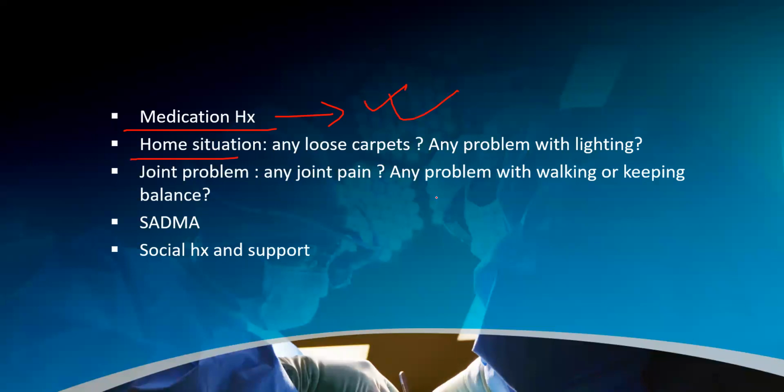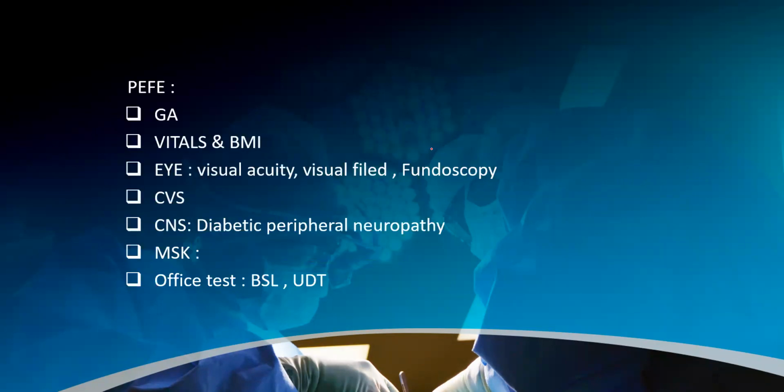Ask about their home situation. So who do you live with at home? Do you have any support? Any loose carpets at home? Any problem with lighting? How is your mobility? Do you have any joint pain? Any problem with walking or keeping balance? Ask about SADMA, social history and support at the end. Okay. So that's all about the recurrent fall questions. Everything is the same. We are just adding some new questions in the history.